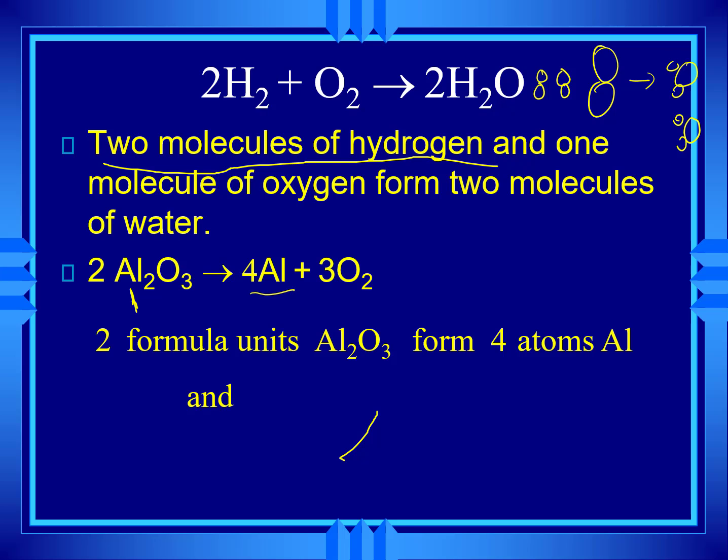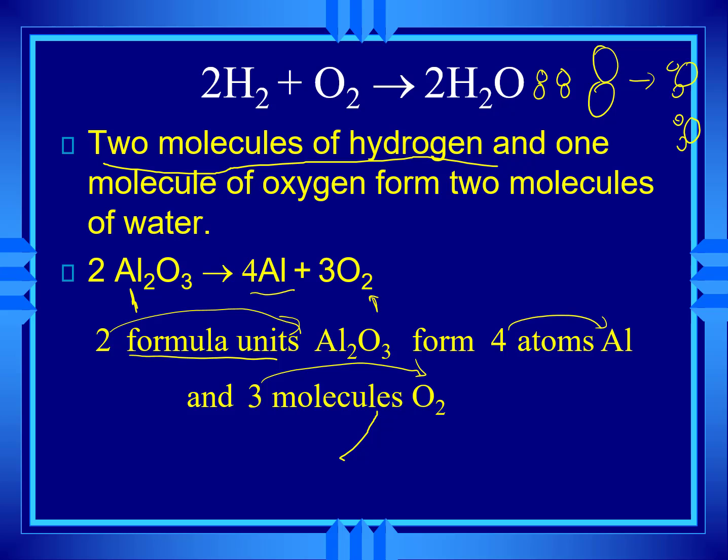And the plus sign is and 3. O2 is an element, but it's diatomic. So instead of being an atom, it's a molecule. So if you look, all I did was insert what type of piece it is. 2 formula units Al2O3, 4 atoms Al, 3 molecules O2. All I did was insert what kind of piece it is.